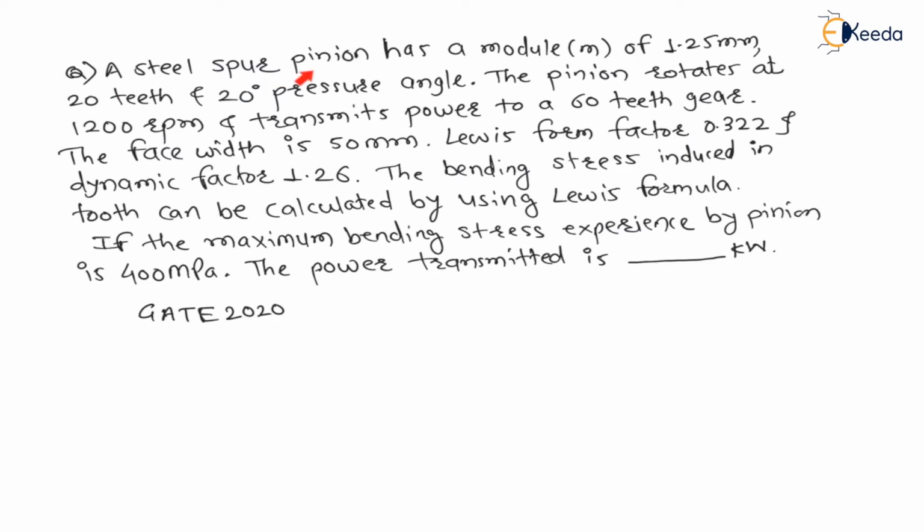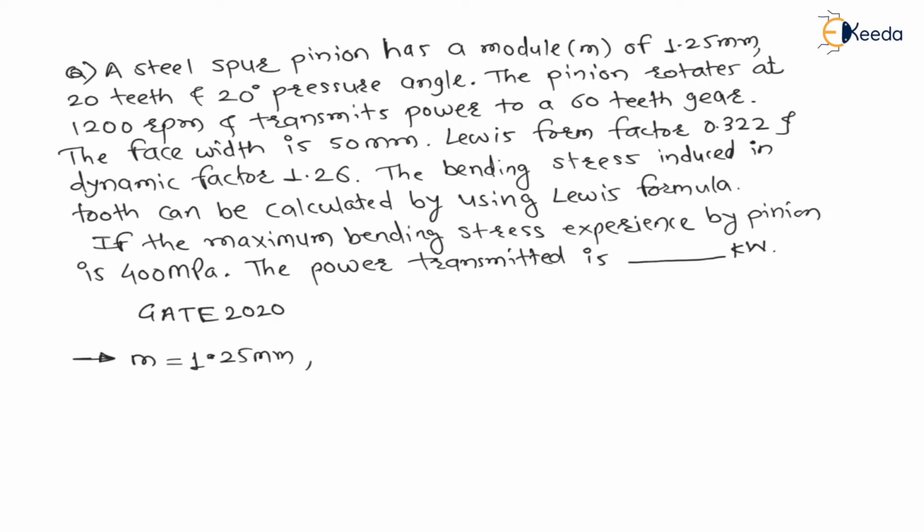A steel spur pinion has module of 1.25 mm. While reading the question, let us note down the given data. Here is the module of the pinion. Now the pinion is meshing with a gear, and for mating gears the module is always the same, therefore the module is 1.25 mm. Then 20 teeth. This specification is given for the pinion. The steel spur pinion has module of 1.25 mm, 20 teeth and 20-degree pressure angle.